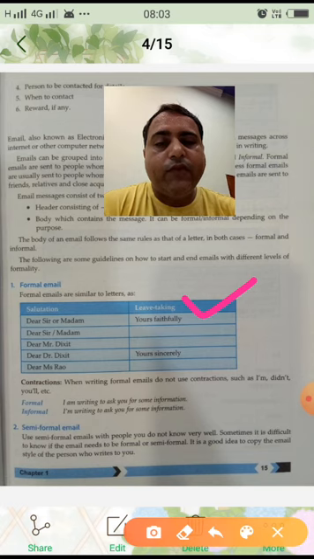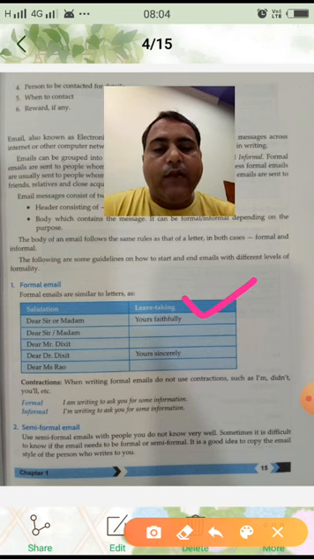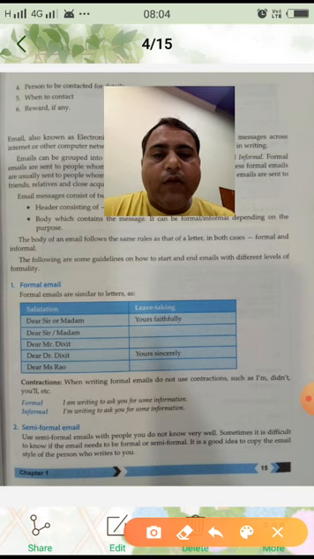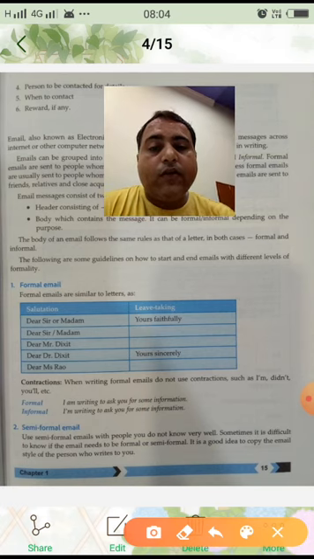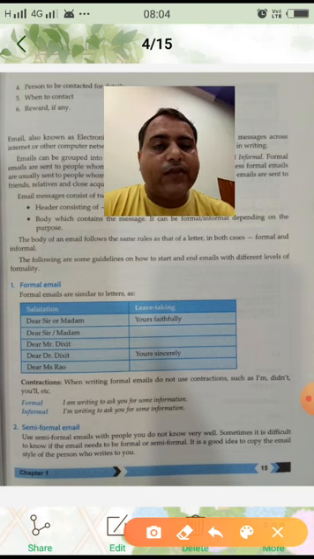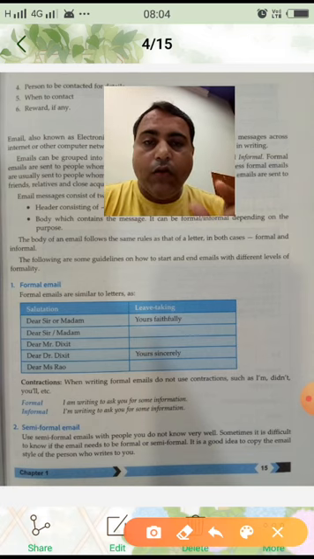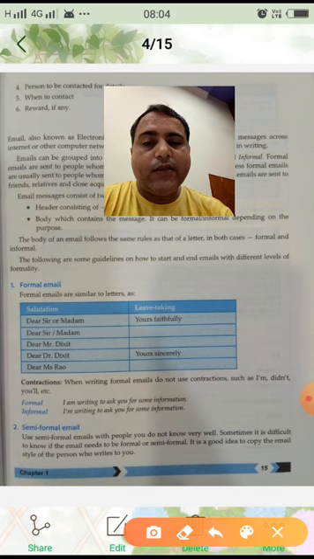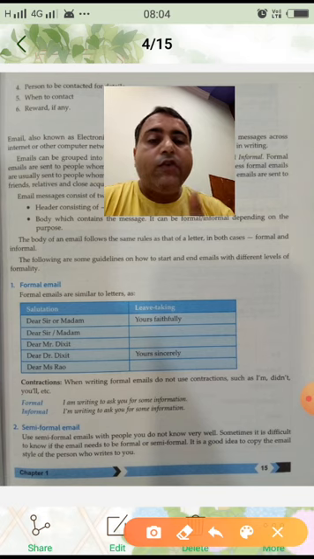So you have to be very strict in writing. You have to be very careful in writing the leave taking, that is, the subscription part. Okay, now after this, a note is given on contractions. When writing formal emails, do not use contractions, such as I'm or didn't or you'll, etc. You have to write in full, that is, the complete spelling. So as it is given in the formal email, you have to write, I am writing to ask you for some information. You can't write in short.